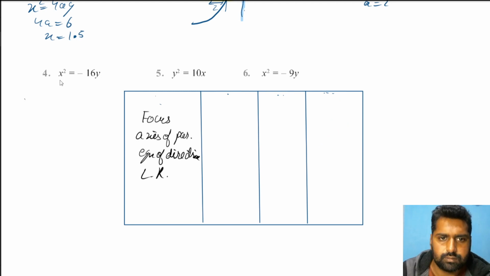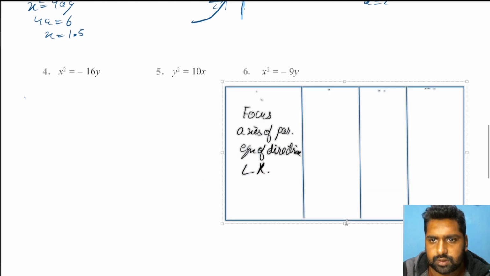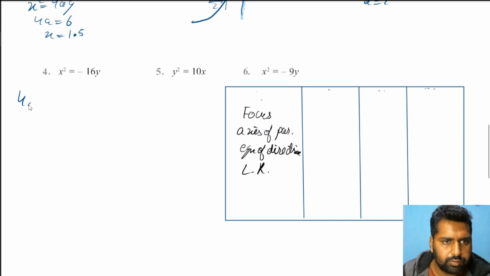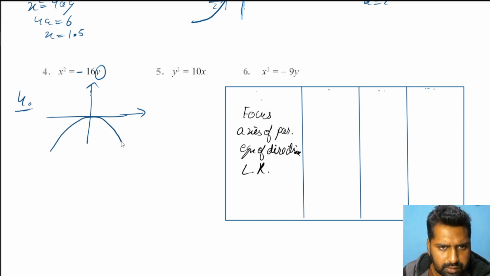Fourth one, I'll shift this slightly on the right. Fourth one, x square equal to minus 16y. First of all, y is raised to power 1, that means the parabola has to be drawn on the y-axis, like this or below. Because of the negative, it will be drawn below. So this is the parabola.